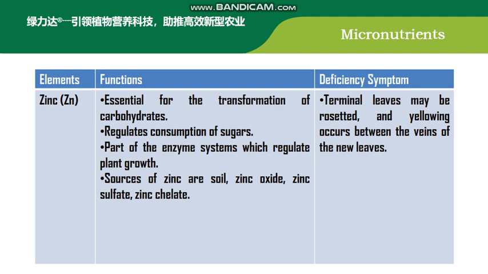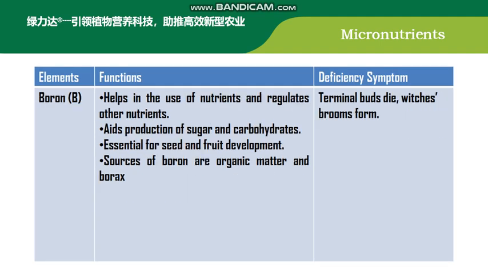zinc oxide, zinc sulfate, zinc chelate. Deficiency symptom. Terminal leaves may be roseted, and yellowing occurs between the veins of the new leaves. Elements. Boron, B, functions. Helps in the use of nutrients and regulates other nutrients. Aids production of sugar and carbohydrates.